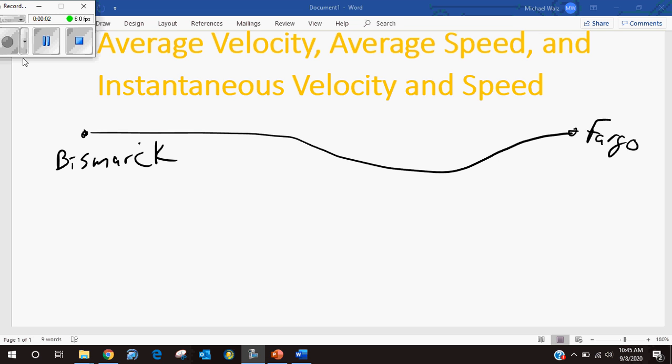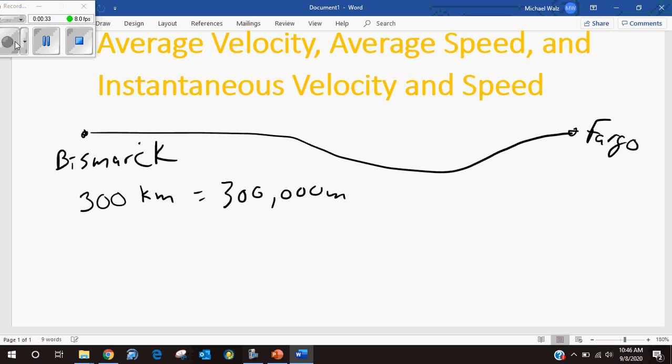Hello everybody, so I'm just going to show you real quickly the difference between average velocity, speed, and instantaneous velocity and speed, and how to calculate it. So let's just say that we're going from Bismarck to Fargo. We know that the distance is about 200 miles or 190, but we're just going to say for this purpose that the total distance is 300 kilometers or 300,000 meters.